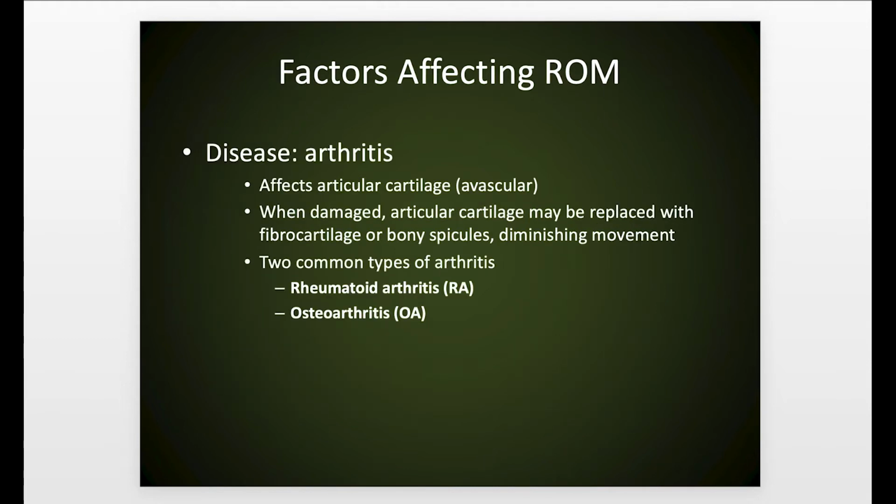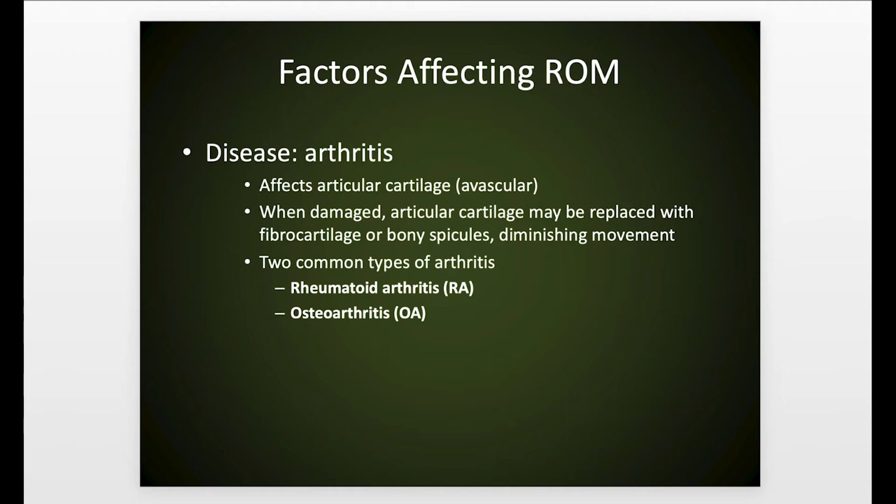All right, other things that could affect range of motion. Disease is also a major factor in this. And arthritis is a very big issue, especially as we get older, at least in one of the forms of arthritis. Now, they affect the articular cartilage of the joint, so they're avascular. So there's some damage that is occurring to non-blood-flowing tissues. Now, when the cartilage is damaged, it may be replaced with fibrocartilage or some type of bony spicules. So there's a diminishing movement that can occur.